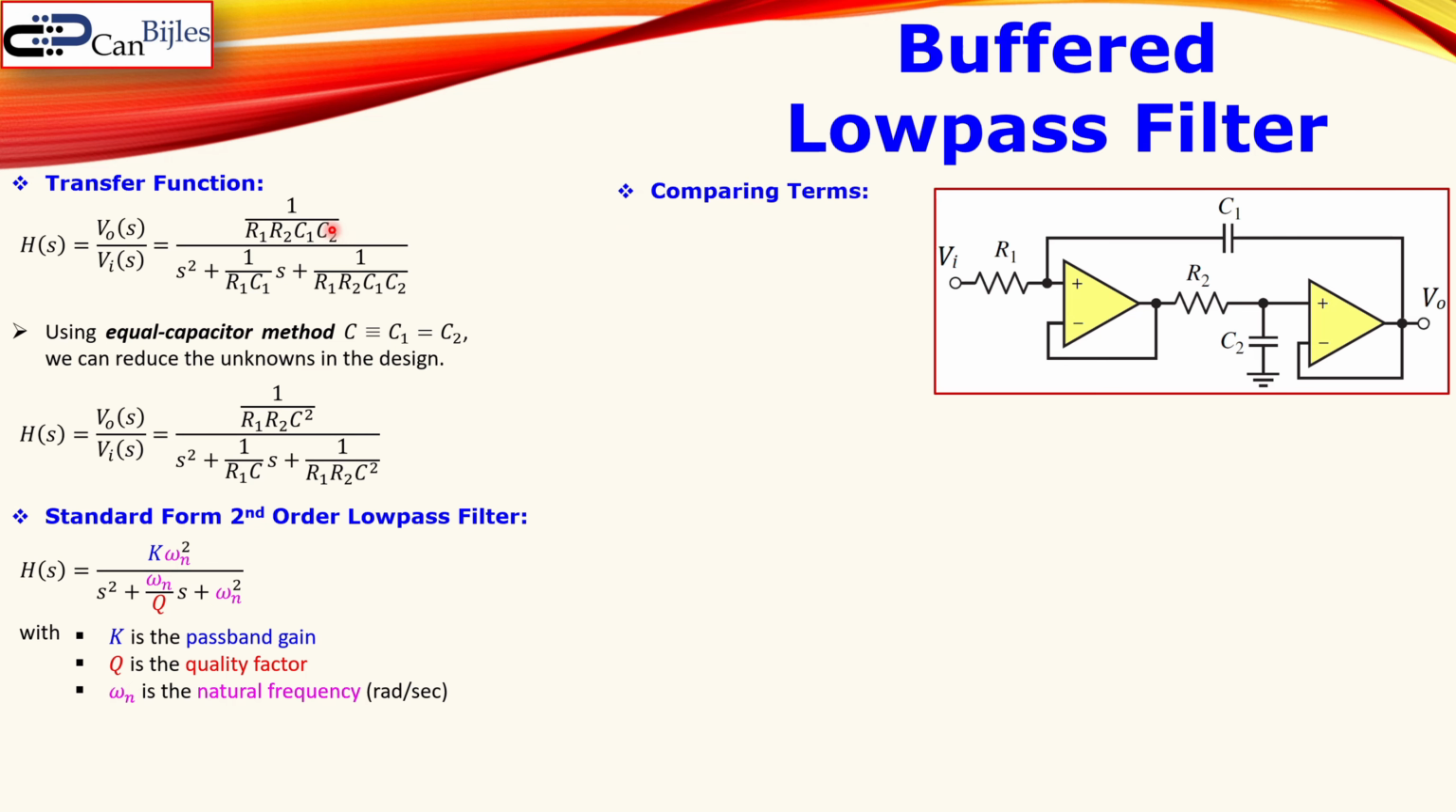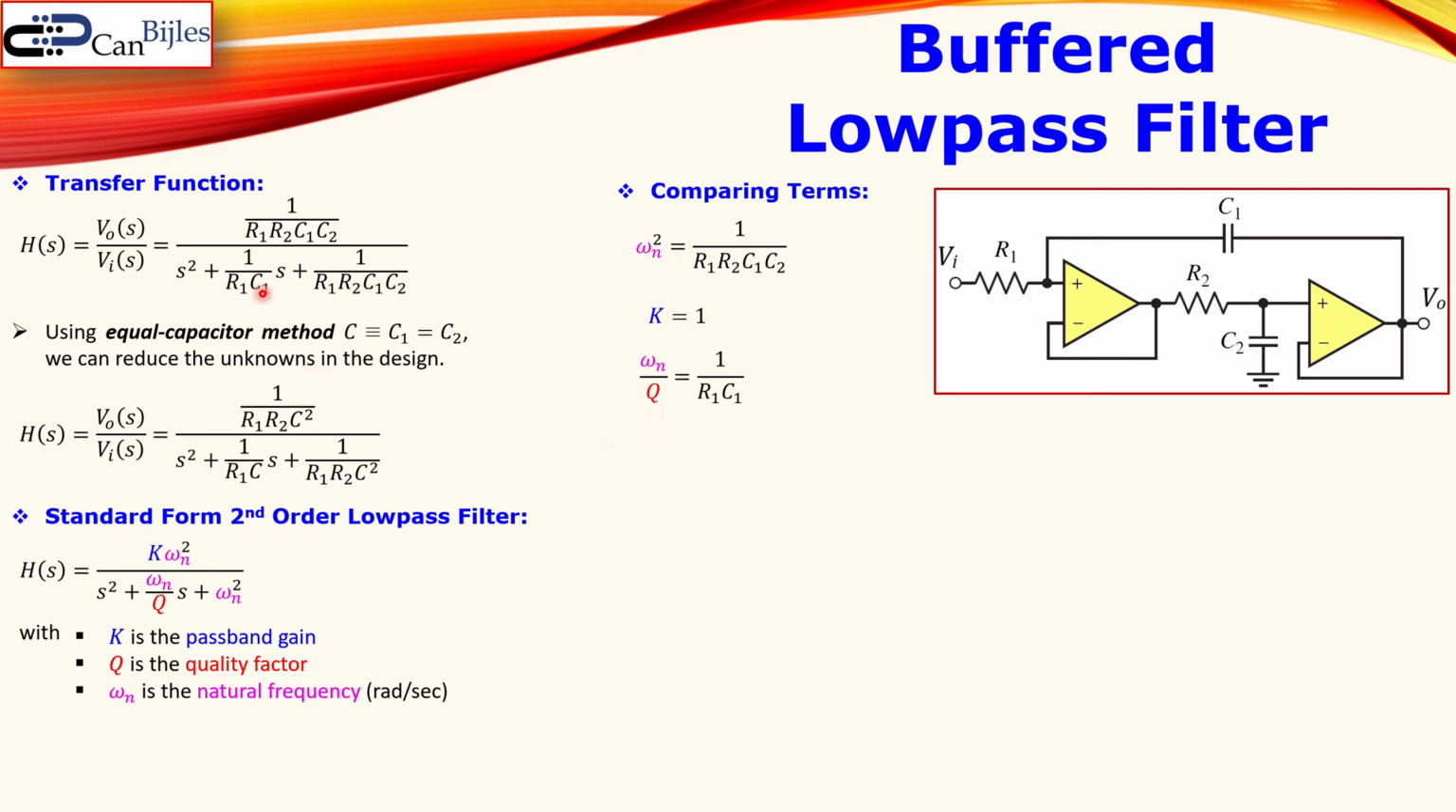If you now compare the terms using this transfer function and the standard form of the transfer function, you see directly that the omega n squared must be this, which is shown here. The K is always 1 because the K times the omega n squared must be this, but this is of course in the standard form again omega n squared, so the K must be 1, so you will have always a unity gain in this filter circuit.